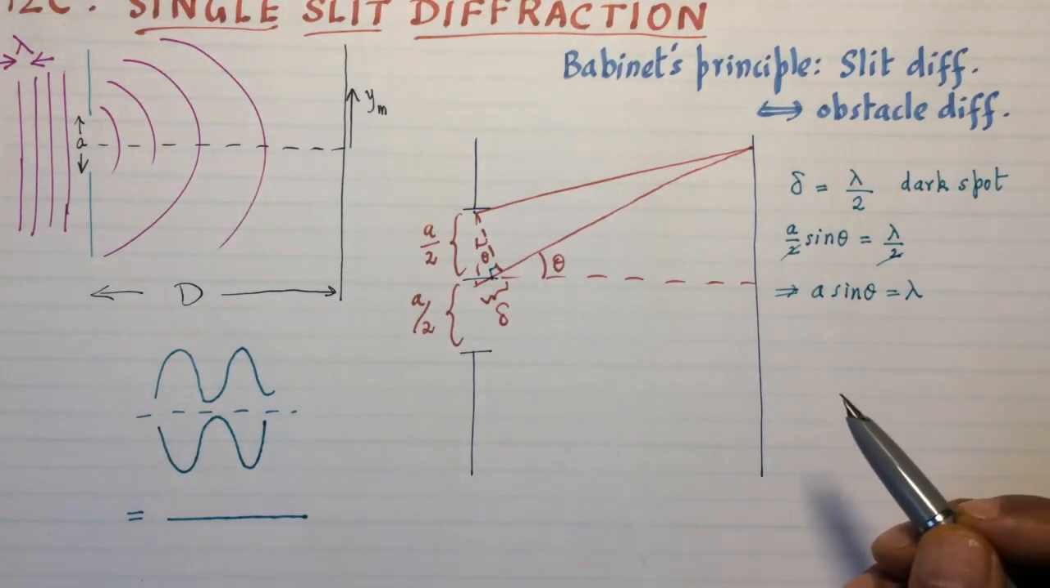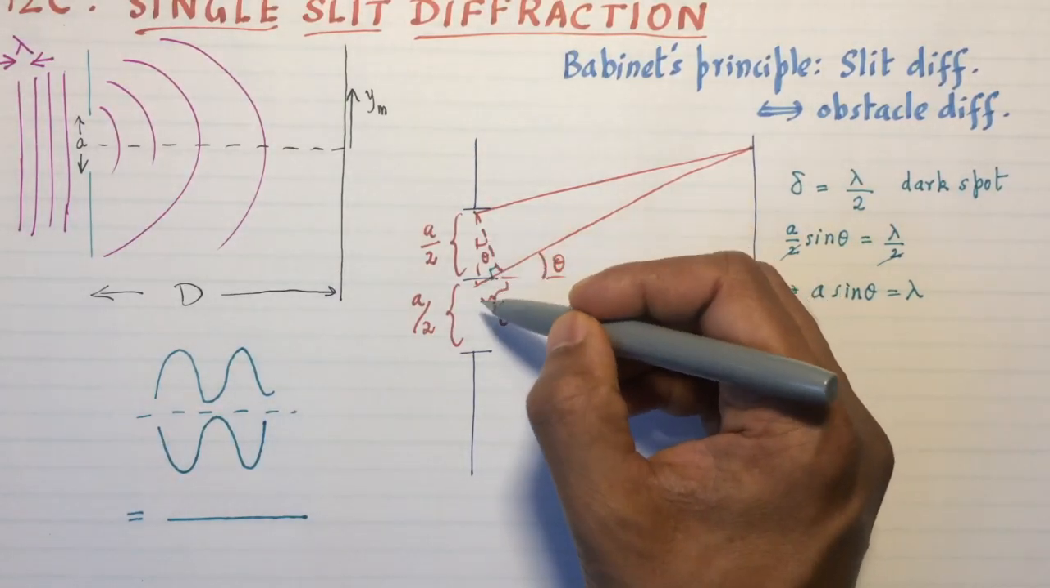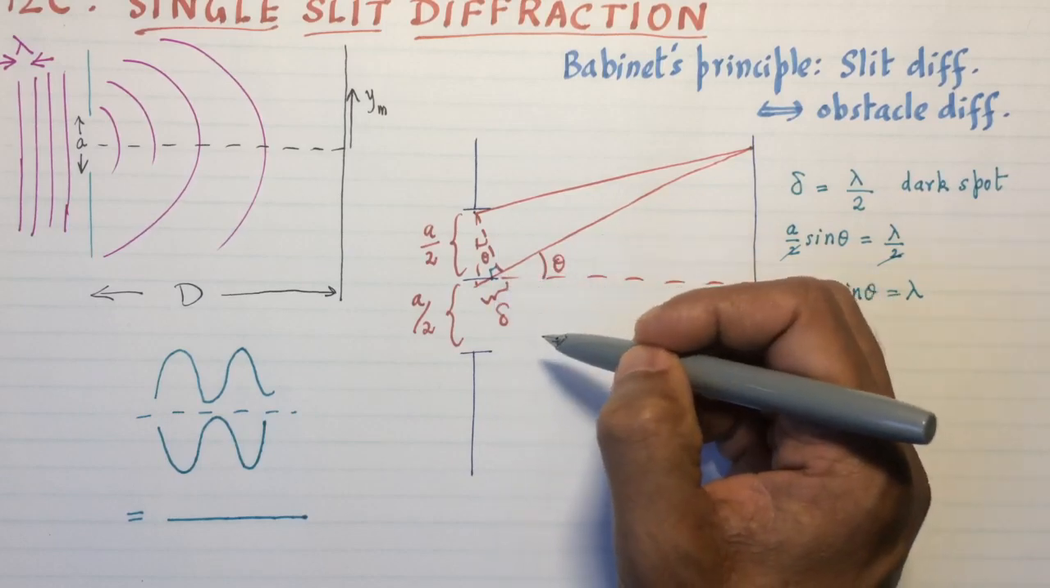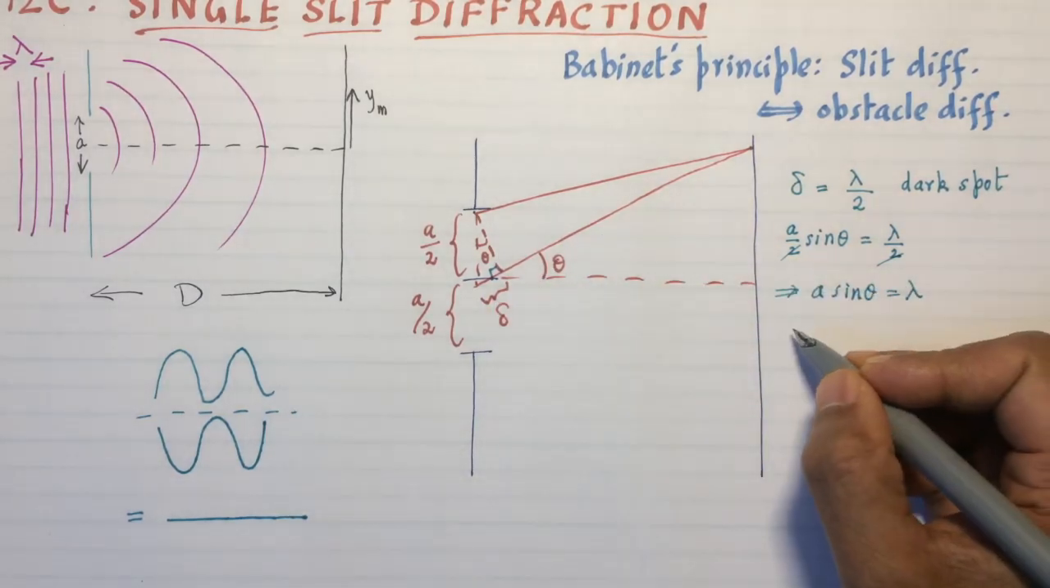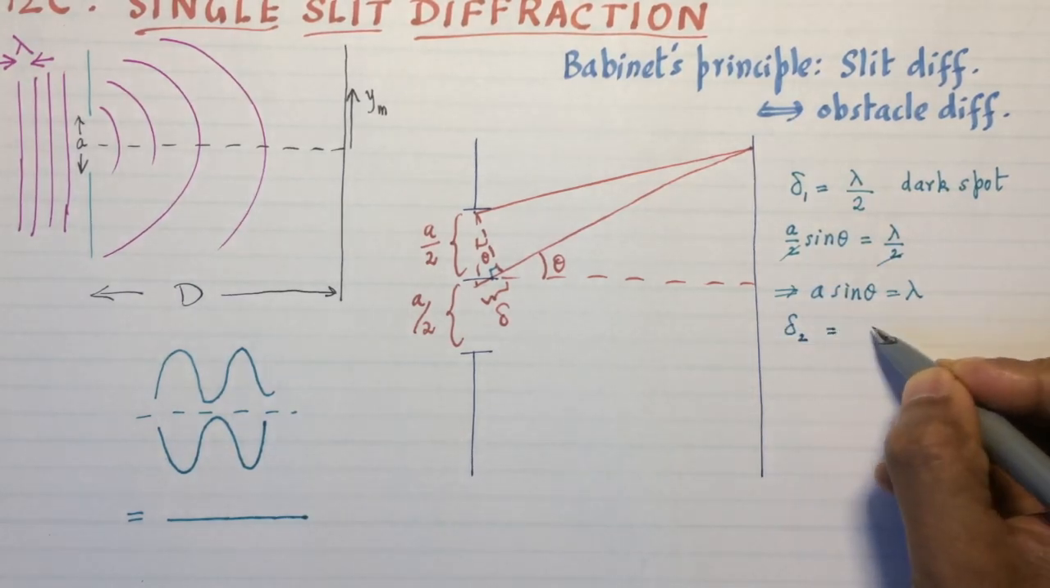Where's the second dark spot going to occur? Well, that will occur when you subdivide this into 4 parts and have the top 2 of each one interfering with the others. So the condition for the second dark spot, delta 2, will also be the same.